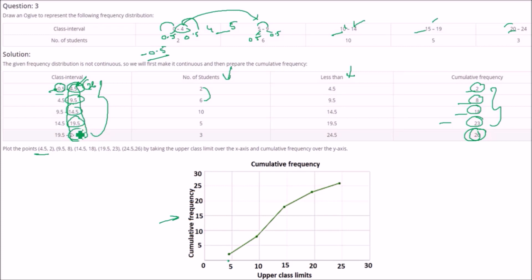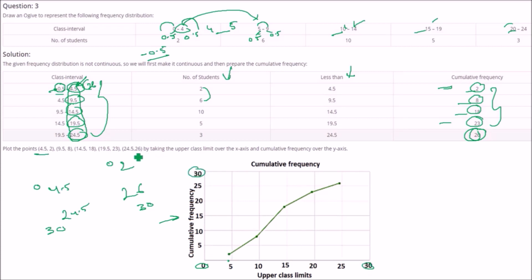And let me tell you one more thing, that the minimum value for x is 4.5 and the maximum is 24.5. For y we have a minimum of 2 and a maximum of 26. So how are you going to take the class intervals, or the intervals, on the x and y axis? Here we can start with 0, here also we can start with 0, and here we can go up to 30. Here also we can go up to 30. So 0 to 30 and 0 to 30.